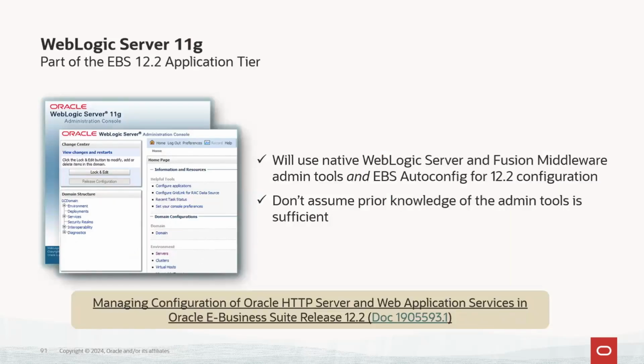So what happens here is that your administrators who may be very used to using EBS autoconfig for configuration will at the 12.2 level need to learn how to use the native WebLogic server capabilities along with Fusion middleware admin tools and EBS autoconfig to do any new 12.2 configurations. So you can't really assume that prior knowledge of any of those admin tools individually is sufficient. Basically, your administrators are going to want to read the white paper that I've cited below to understand how to use all of them together.